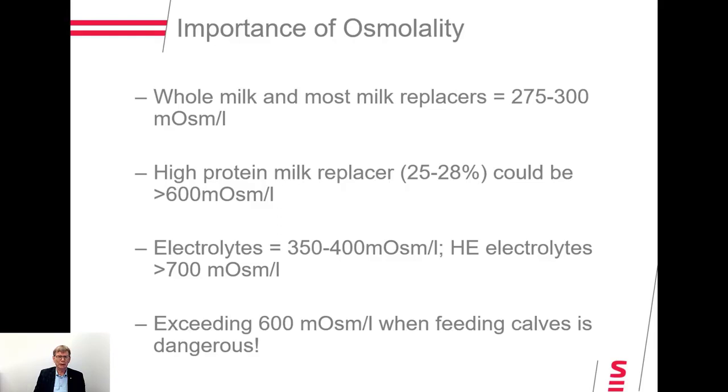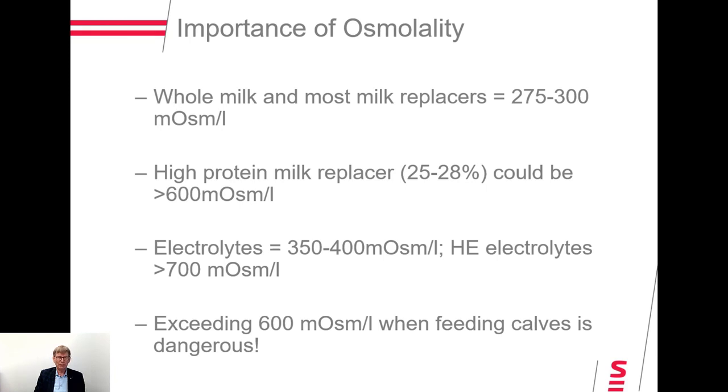So to give you an idea, whole milk and most milk replacers are sitting between 275 and 300. High protein milk replacers, 25 to 28% protein, are a lot higher. They can go over 600. Electrolytes, as you can purchase, generally have between 350 and 400, while high energy electrolytes, something I don't really think a dairy farm should have to apply, can be over 700.